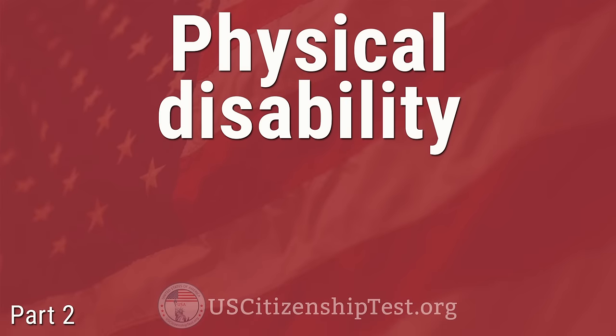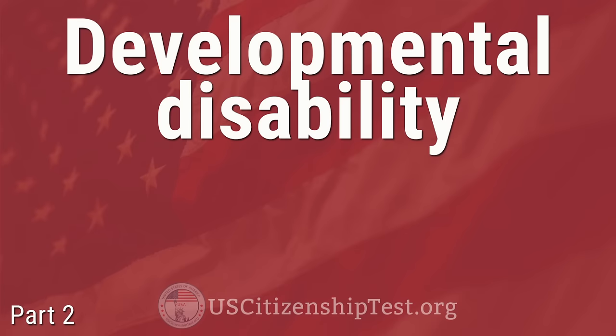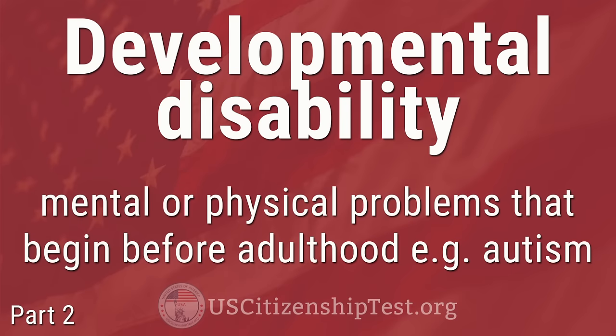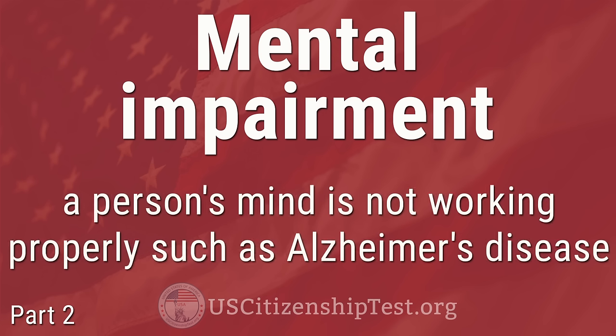Physical disability: limitation on a person's body functions, such as blindness. Developmental disability: mental or physical problems that begin before adulthood, such as autism. Mental impairment: a person's mind is not working properly, such as Alzheimer's disease.